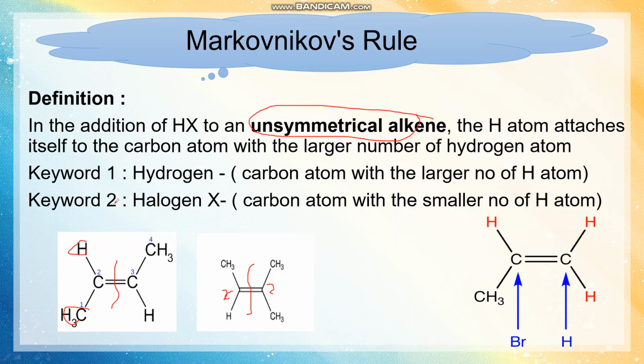So the keyword that you need to know in Markovnikov's rule is that hydrogen will attach itself to the carbon atom with a larger number of hydrogen atoms, whereas halogens such as bromine or chlorine will attach to the carbon atom with the smaller number of hydrogen atoms.